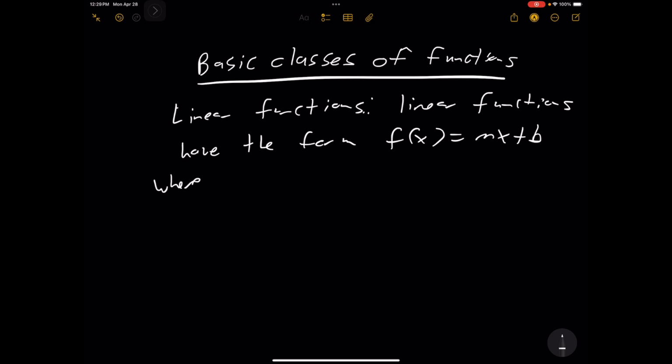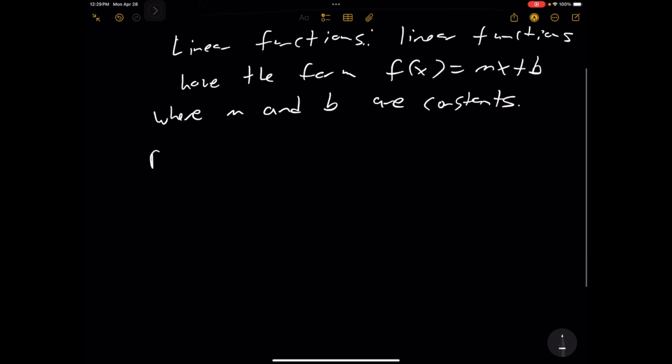where m and b are constants, and x is a variable. So we'll start with the definition.